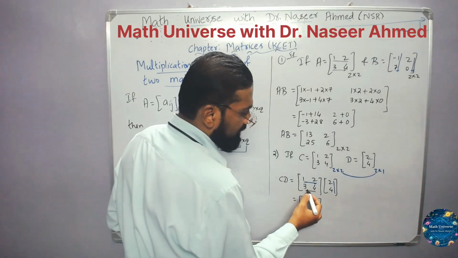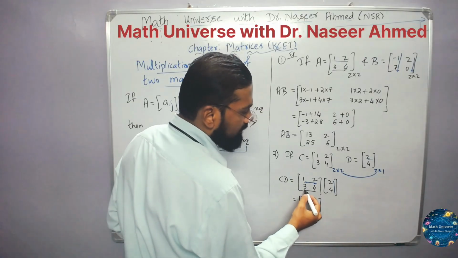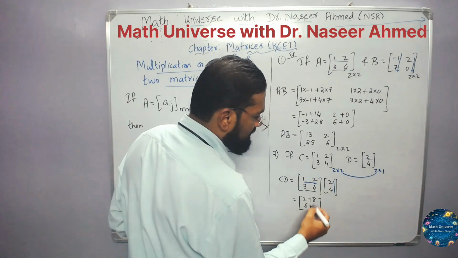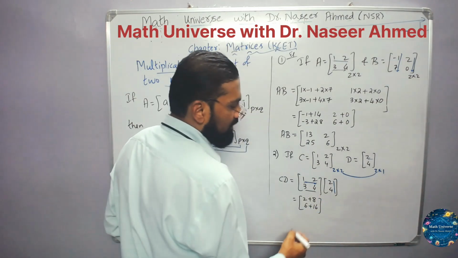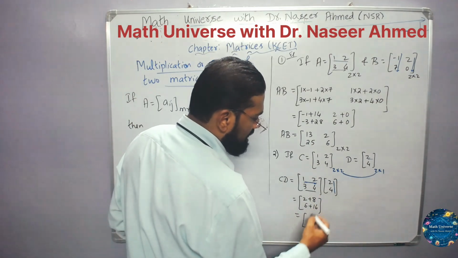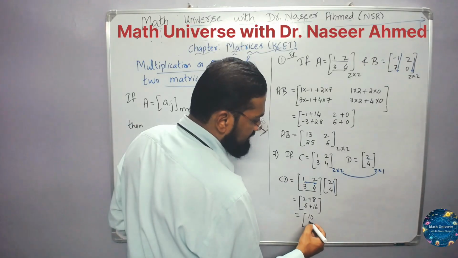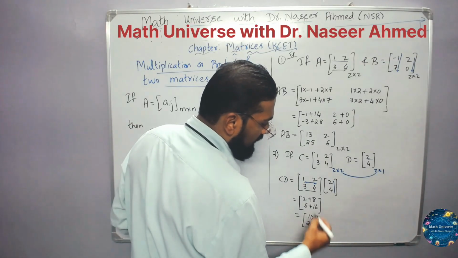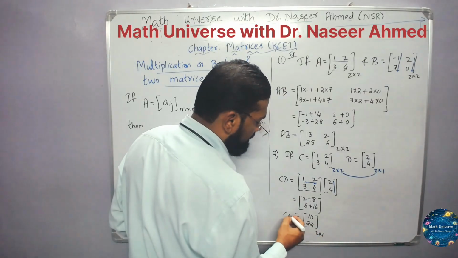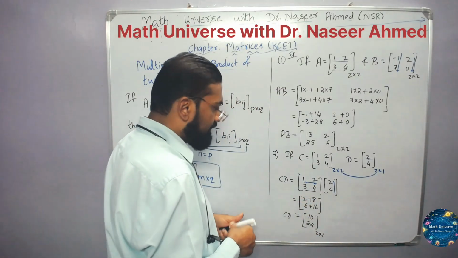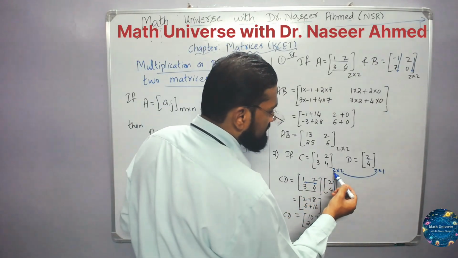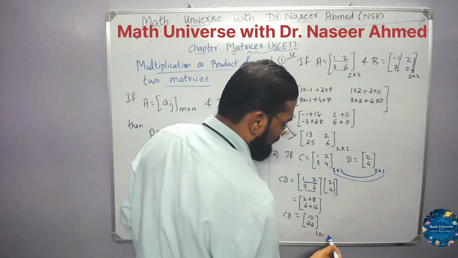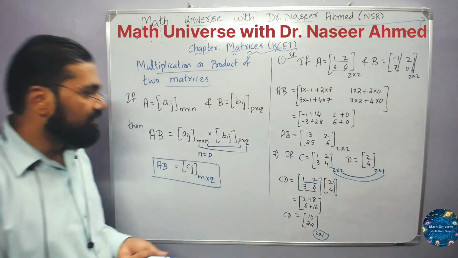Okay, next. As soon as I go for the second row here, 3 into 2, 6, plus 4 fours are 16. Now add this. 2 plus 8 is 10. 6 plus 16 will be 22. What is the order of this? Check it out. 2 rows and only one column, 2 by 1. Now if you just see for the matrix here, 2 cross 1. That's what we got here. So I hope this point is clear.